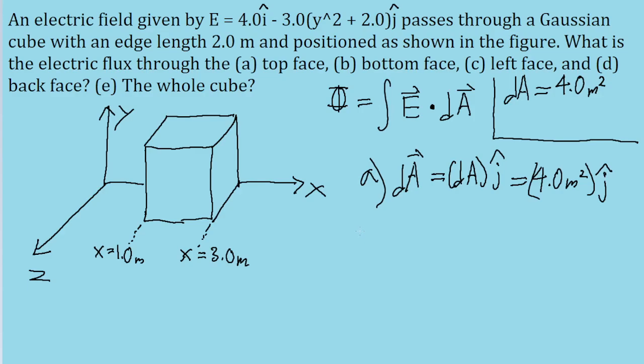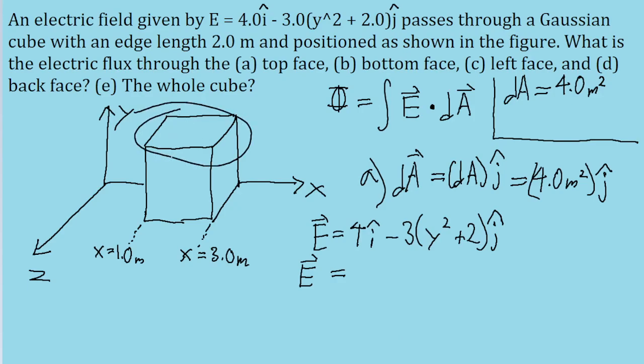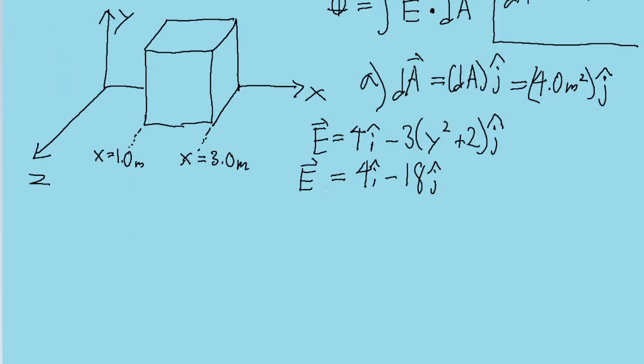So now let's take the dot product of this with our electric field formula. So E, remember, is equal to 4i minus (3 multiplied by y squared plus 2) in the j direction. For part A of the problem, where we're looking at the top face, that means that the y position we're looking at is going to be equal to 2 meters, because we can see from the diagram that this top face is going to be a full edge length above the x-axis, or above the xz plane, rather. So for part A, E is 4i minus, and then 3 multiplied by 2 squared plus 2 multiplied by 3, which is 18. So 4i minus 18j. That is the case for part A.